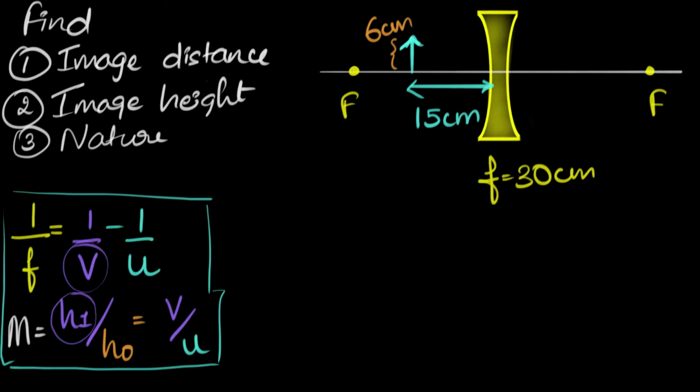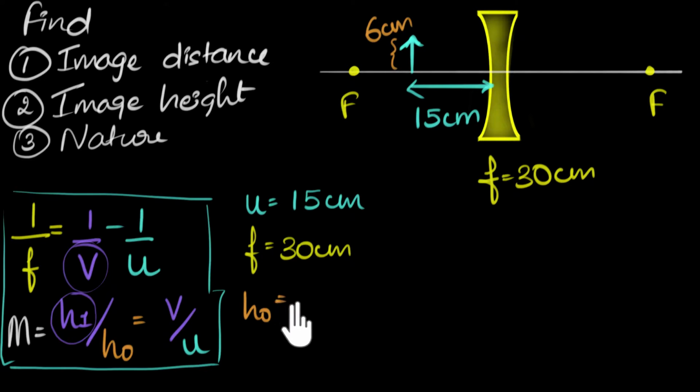All right, so let's write down the data. Object distance is given to us, that's u. That is 15 centimeters. Focal length is given to us, that's f. That is 30 centimeters. And height of the object is given to us, that is 6 centimeters. Let's see if we have everything. I have u and f. I can substitute that, I can get v. Once I have v, I can substitute here. I know ho, I can calculate hi.